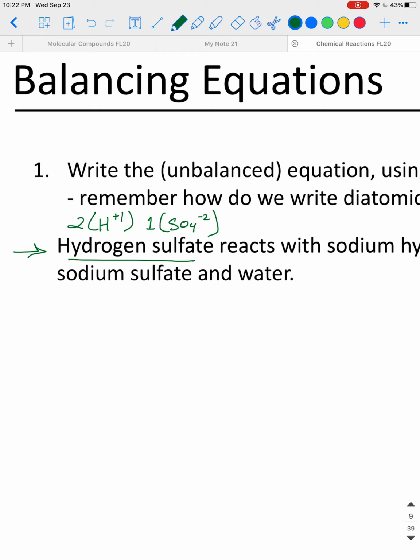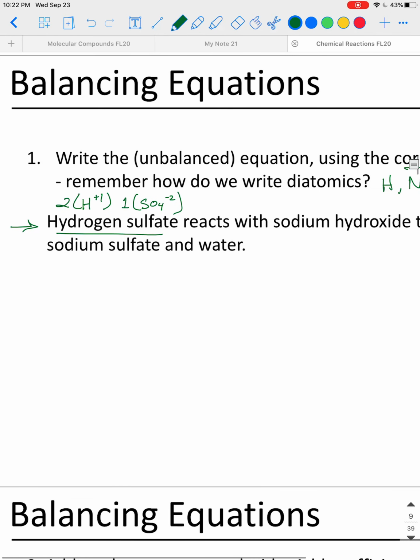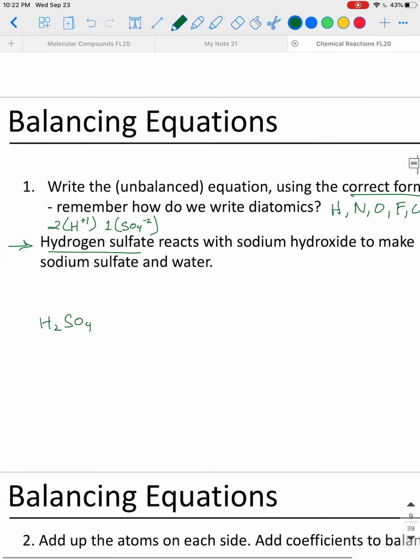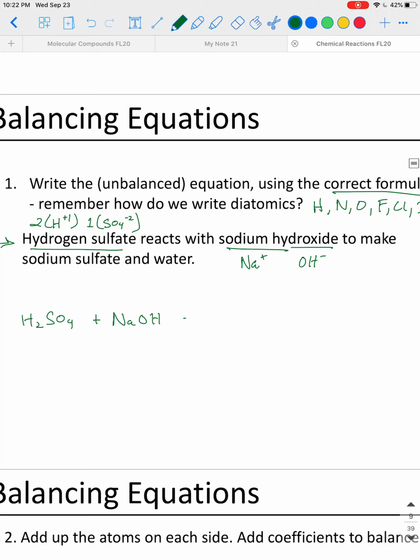Remember, you can always do what we call the switch trick. Look at the charges. That tells you how many of the opposite anion or cation that you need. So we need 2 cations, 1 anion. We're going to write it like this, H2SO4. That's hydrogen sulfate. It reacts with sodium hydroxide. Remember, sodium is Na+ and hydroxide is OH-. We have a +1 cation and a -1 anion, so we just need 1 each in our compound. So there are our reactants.